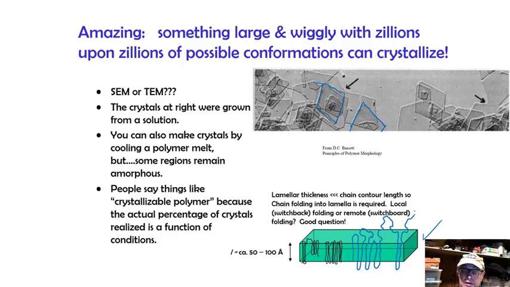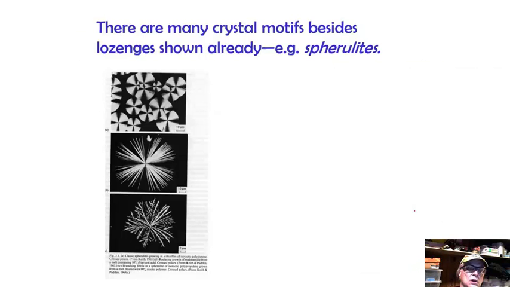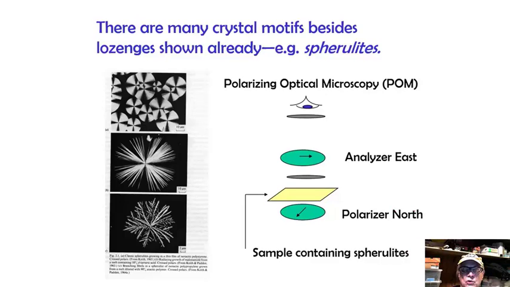Some polymers really have a hard time to crystallize, some just don't at all. All right, so I'll call those thin things that we were looking at lozenges. There are other motifs of crystallization, such as spherulites. And usually you see these in a polarized light microscopy image. And so we maybe talk about that just a little bit here in a minute.